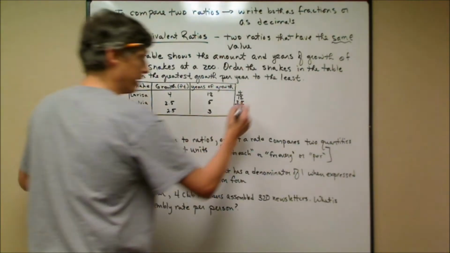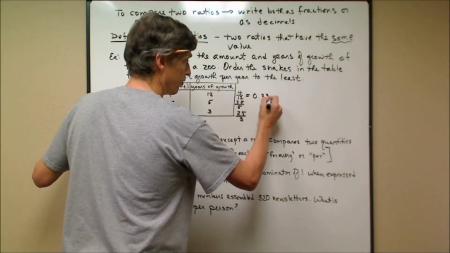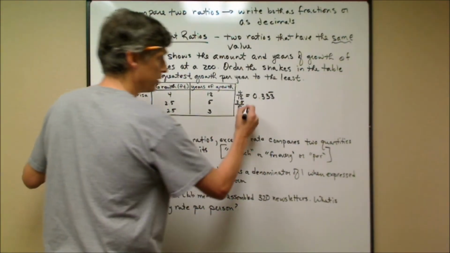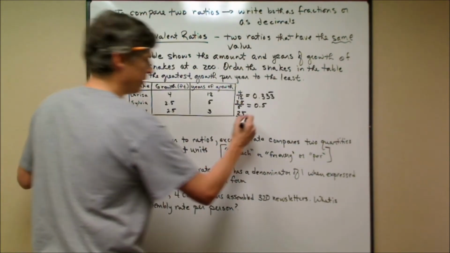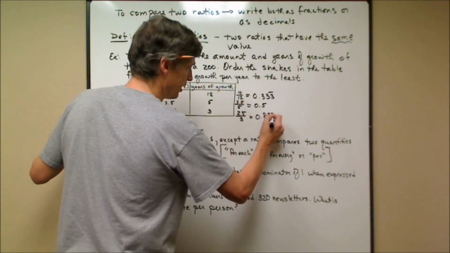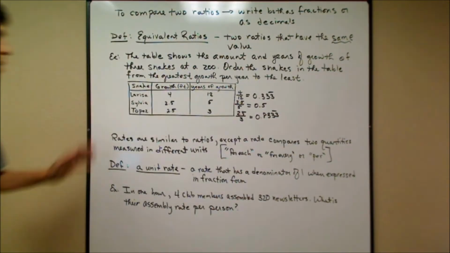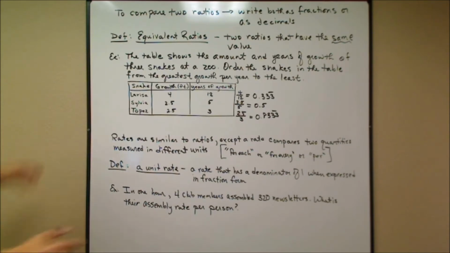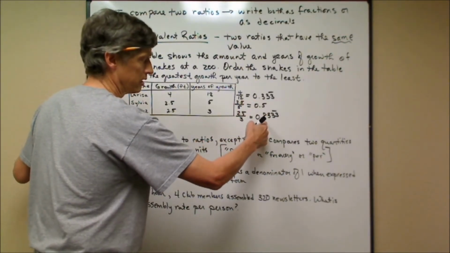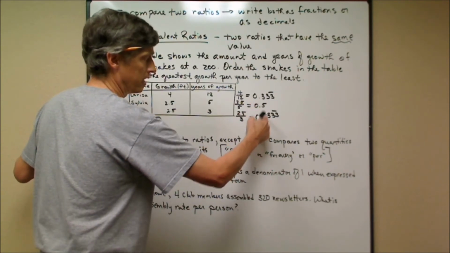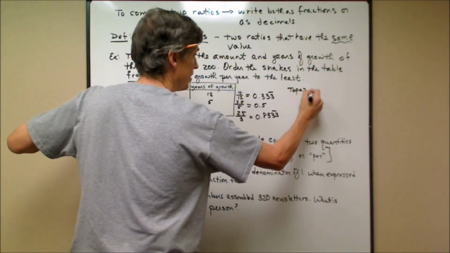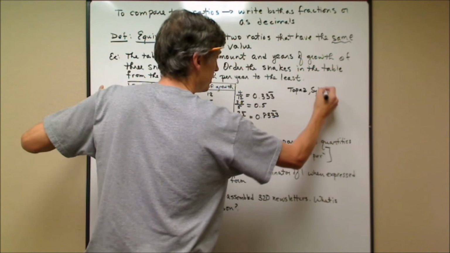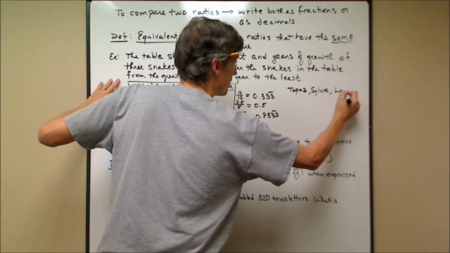If I was to divide, this would turn out to be 0.333, the 3's continue. This one turns out to be exactly 0.5, and this one turns out to be 0.8333, and the 3's continue. Well, you can compare these decimal forms much easier than the fractions, because you can look at the 10th spot to see that this is the greatest, then this one, then this one. You have 8 in the 10th spot, 5 in the 10th spot, 3 in the 10th spot. So in order, it would be Topaz, then it would be Sylvia, and then it would be Larissa, from greatest to least.